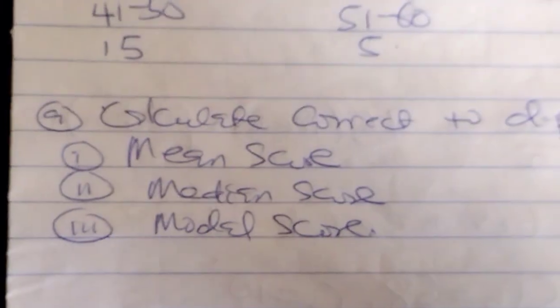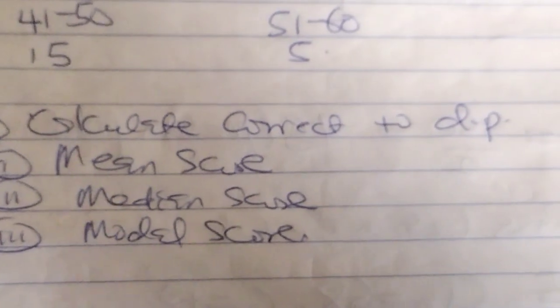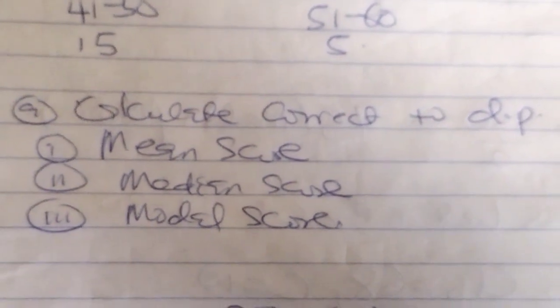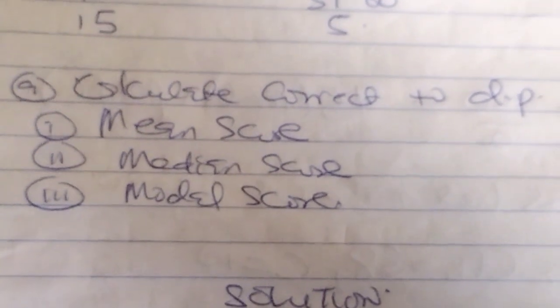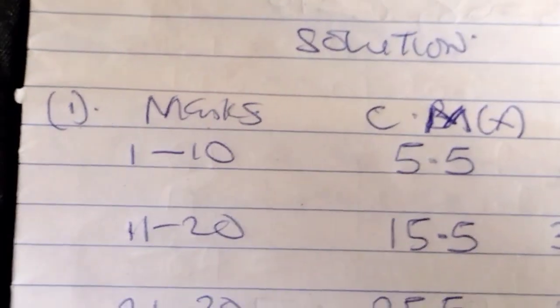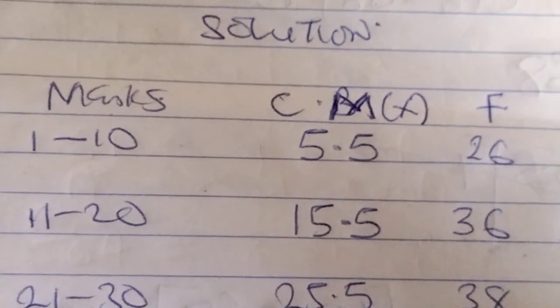We are asked to calculate, correct to 1 decimal place or so: 1, the mean score; 2, the median score; 3, the modal score. So before we solve the problem, let's see how to construct a frequency or a CF table.